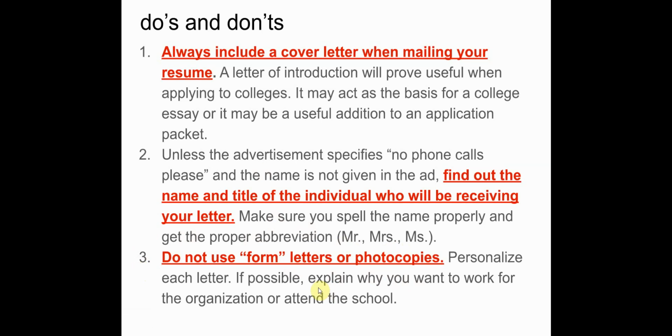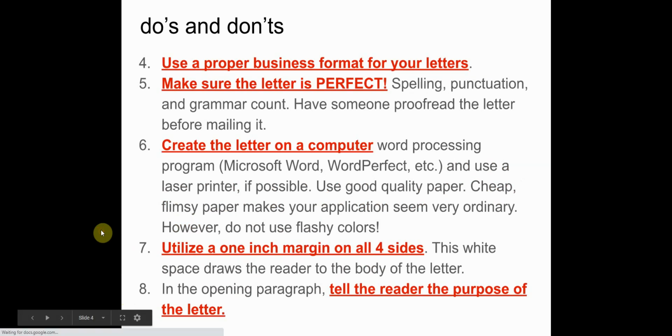They've seen them all, and it looks like you didn't put the time in to write this personal letter to them. Number four, use proper business format for your letters, and we're going to look at that at the end when I show you the example. Number five, make sure the letter is perfect. I'm telling you, a spelling error, punctuation, grammar. I see people not capitalize the letter I when talking about themselves, and it just looks really bad, and people won't get past that. So make sure. Have someone else proofread it before you mail it.